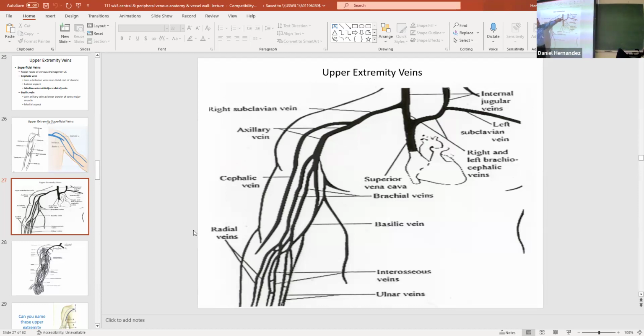So you have a right brachiocephalic and a left brachiocephalic that come together and form your superior vena cava. So this is your SVC then draining into the right atrium of the heart. Your jugular veins and your subclavian veins come together to form the brachiocephalic. So on this side, you have your left internal jugular vein and your left subclavian coming together to form your left brachiocephalic. The two brachiocephalic veins come together and form your superior vena cava.